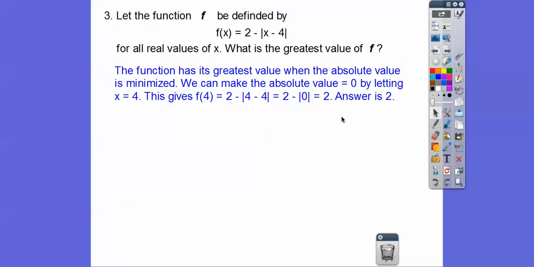So the greatest value of f is when this is the smallest, and we can make this the smallest when this is 0, so the greatest value is going to be 2. Now remember, graphing this would be graphing a V. It would be an upside down V going like that, and it would max out at that 2 right there.